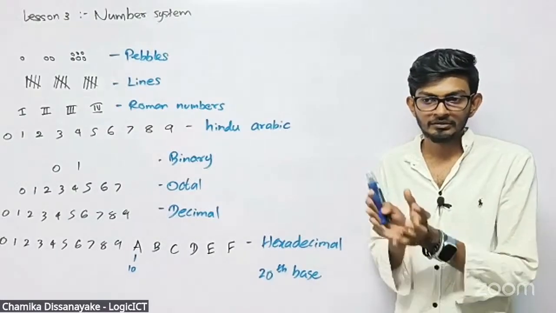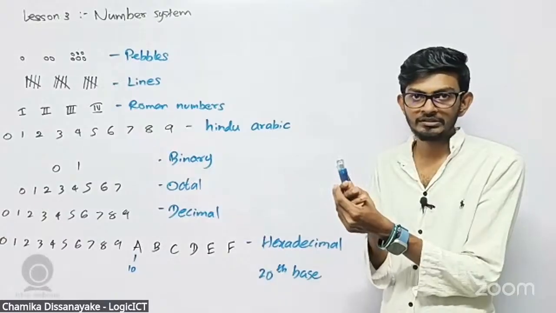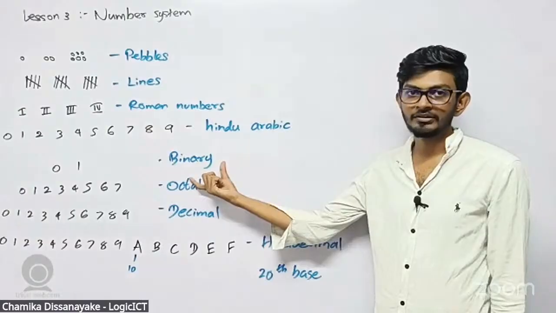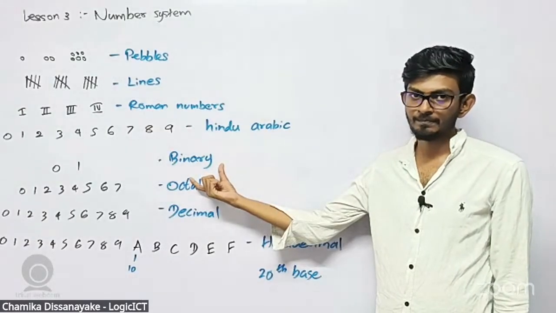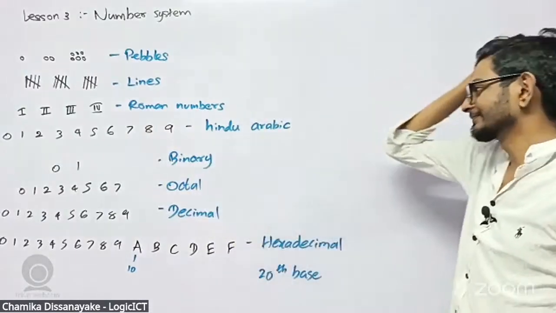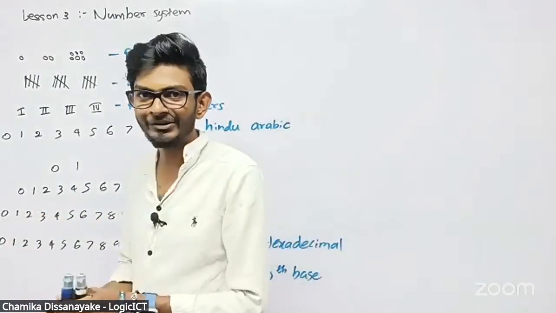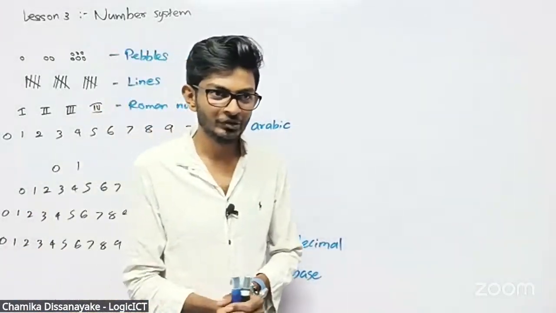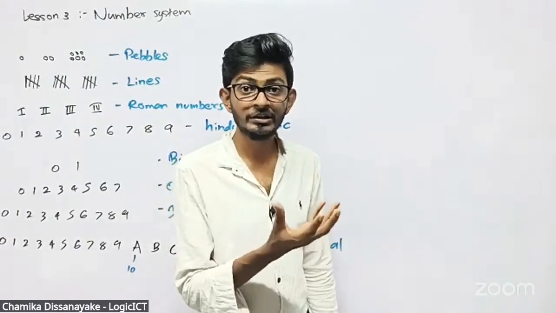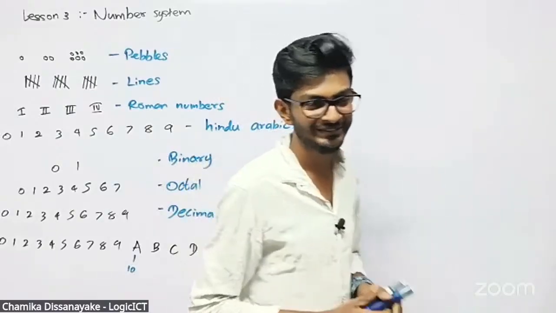But when we take it from the computer side, the computer system can only understand binary. So let me explain why. Let's move to the electronic side. As you know, our computer is an electronic device. So I'm going to move to the electronic side. So this is a new thing.